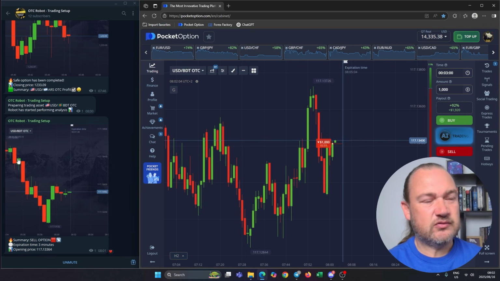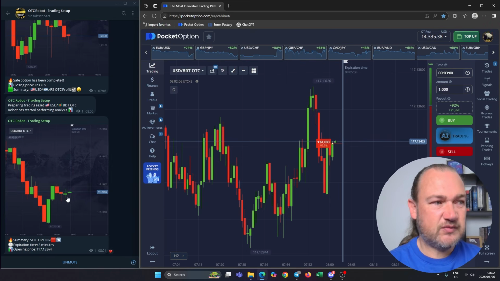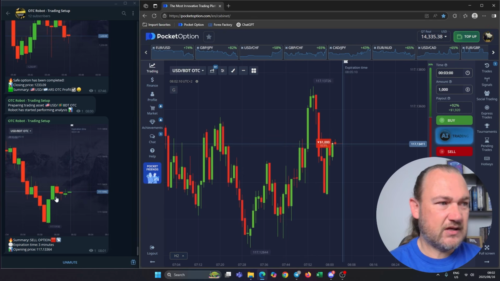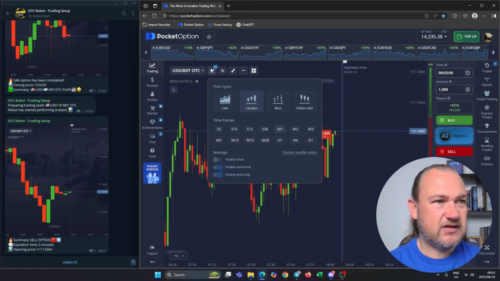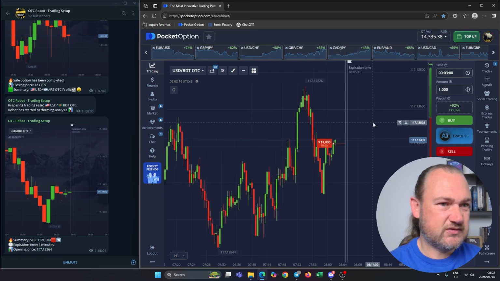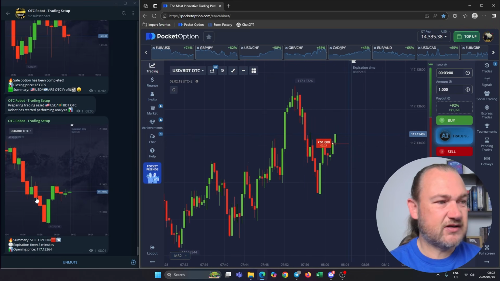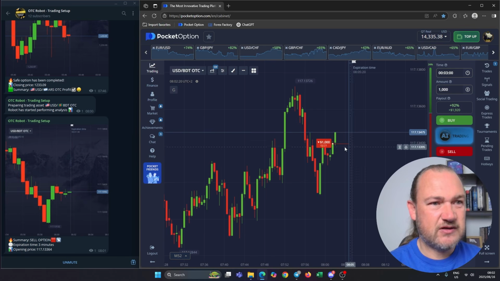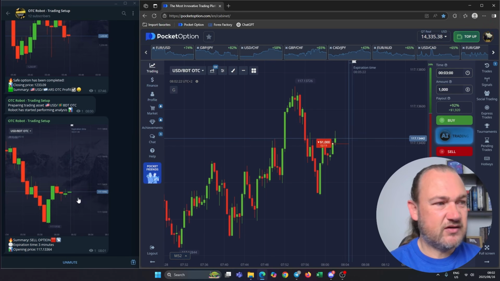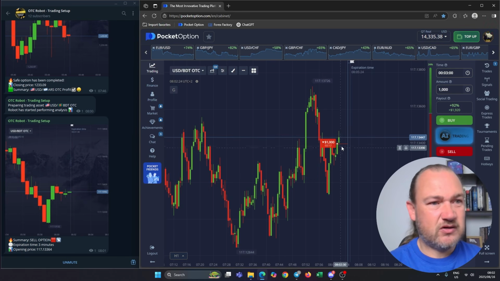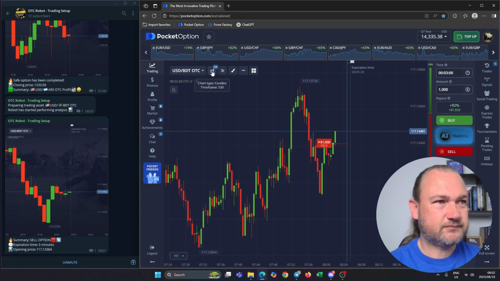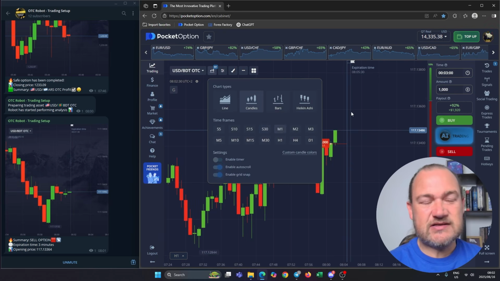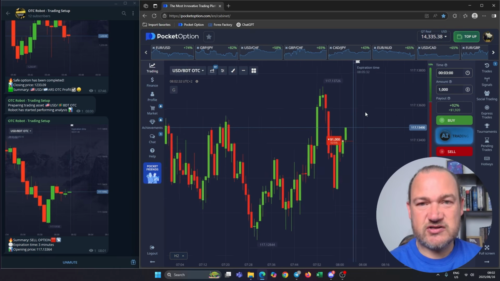Don't get confused when the chart time frame is different from what we have here. This will simply be on another time frame. Actually, let's see what time frame the bot is looking at. There we go. It's looking at a 30-second chart at the moment, and we are taking a 3-minute sell trade. But like I said, it doesn't matter what time frame your chart is actually on.